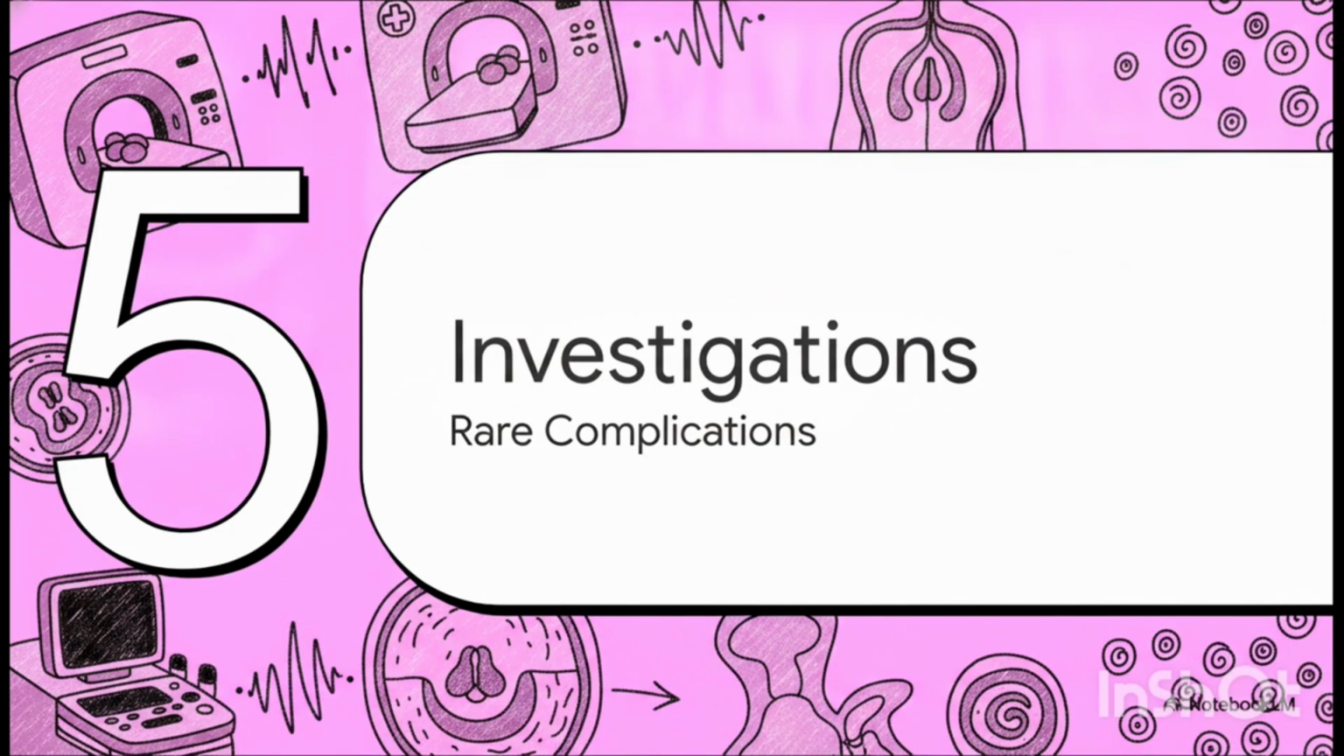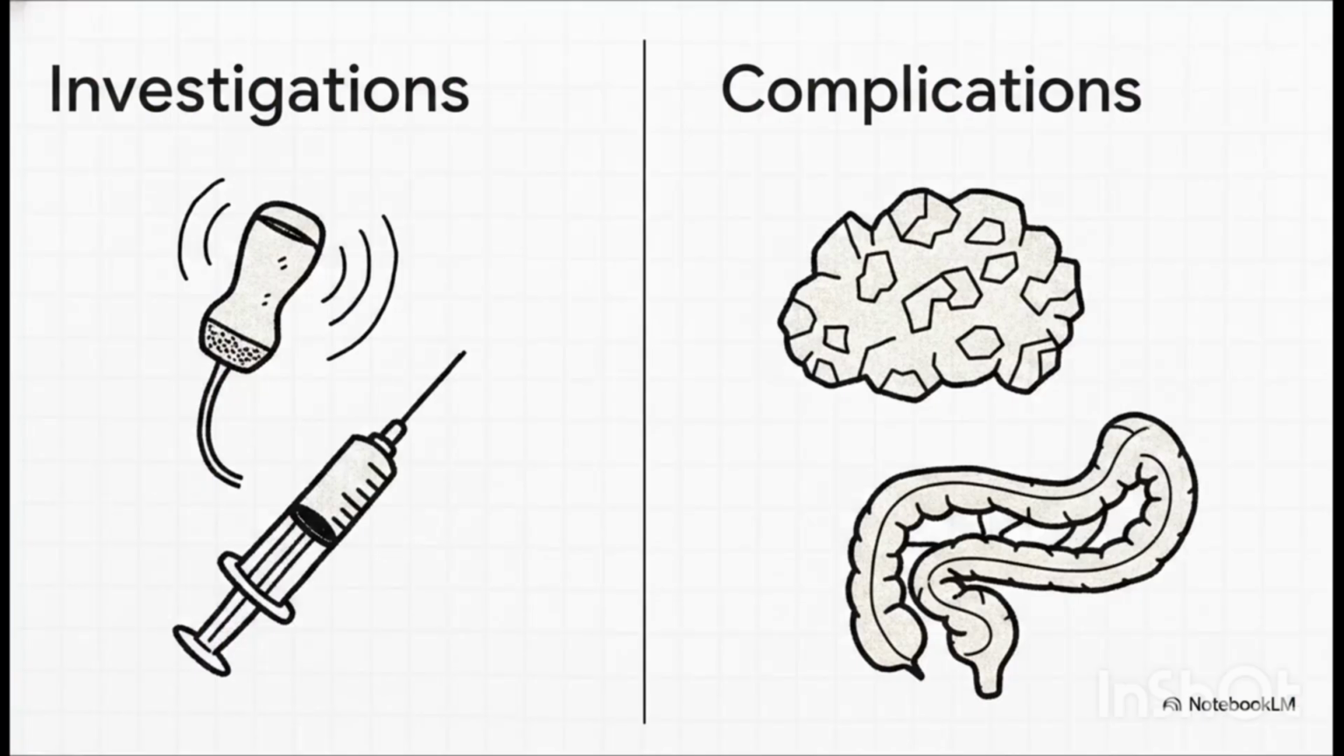Okay, Section 5, Investigations and Rare Complications. So how do we work these up? Most are diagnosed clinically, but if you're dealing with a deep, large, or intracavitary lipoma, you're going to need ultrasound, CT, or MRI imaging to properly map it out. That's usually followed by an FNAC or an incision biopsy just to confirm it's benign.